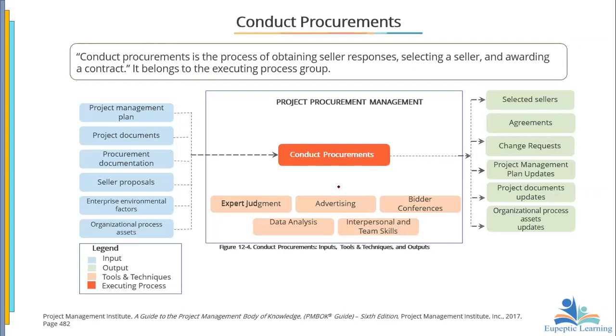We would have to advertise because now we want to bid. Is that not it? We are looking for bidders. So there are advertisements that go on. Then as people bid, we have bidder conferences where we meet to go through whatever they brought and then probably explain things further. Then data analysis. As we go through, we're also analyzing the data that has been provided. Interpersonal and team skills. Of course, the bidder conferences will require us to have interpersonal relations and team skills.